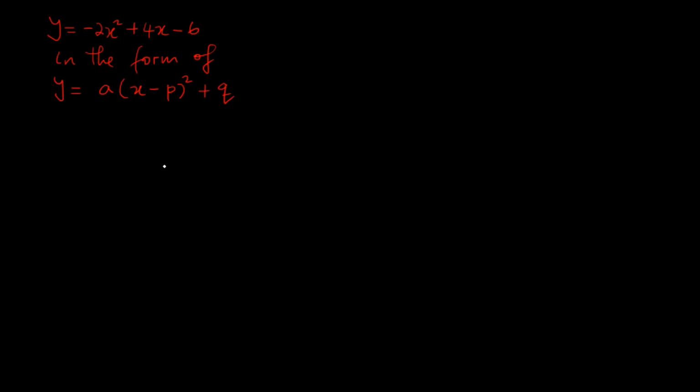Hi guys. So we have this question here that says write this y equal to this in the form of y equal to this. So the first thing, if you look at this, you'll have to apply completing the square. If you're familiar with it, it will be best for you to do it. And for those who do not know how to do completing the square, we're just going to look into that today.